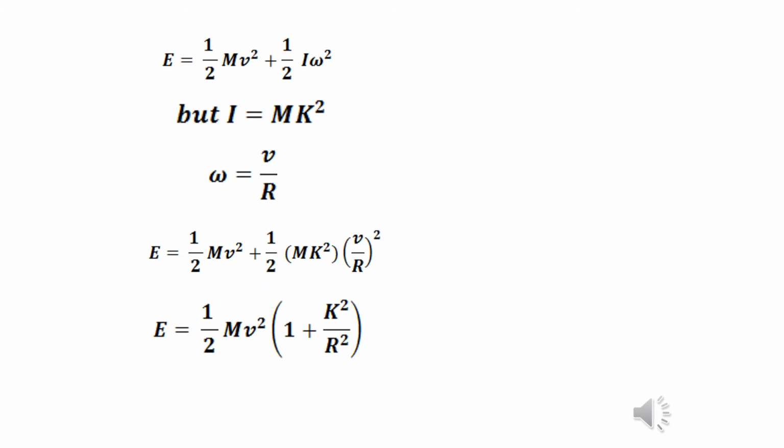Now we will express the total energy of the rolling motion in terms of radius of gyration. We know that the total energy is equal to half mv square plus half I omega square. Replace moment of inertia I by mk square and omega by v by r. We get E is equal to half mv square plus half mk square times (v by r) whole square. In this equation we can take mv square by 2 common and we can write E is equal to half mv square (1 plus k square by r square).